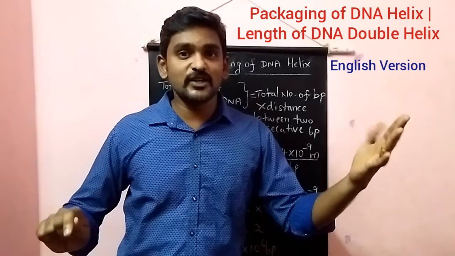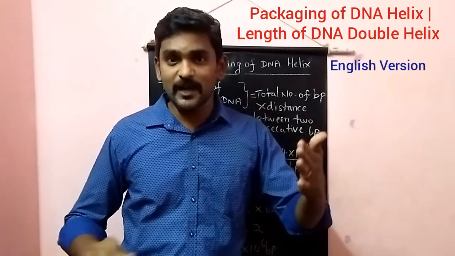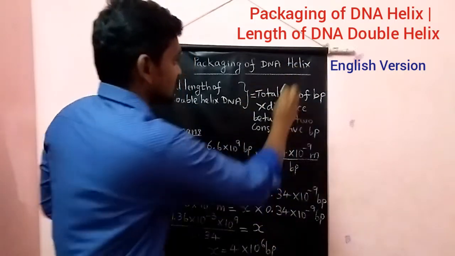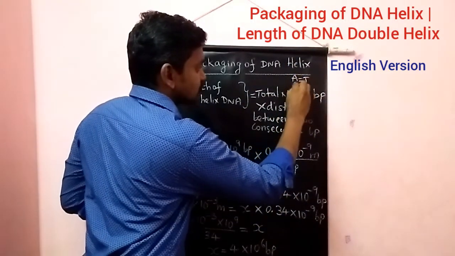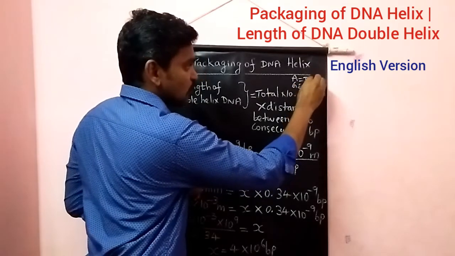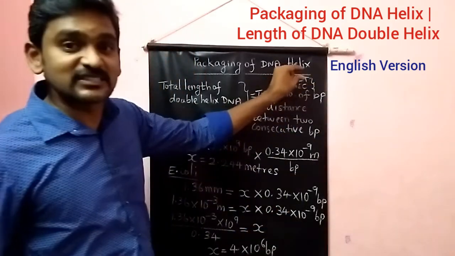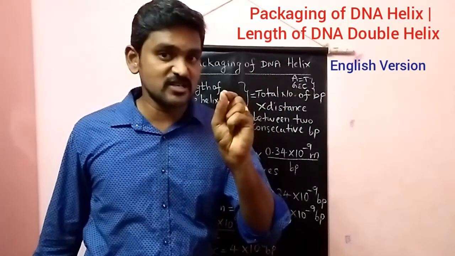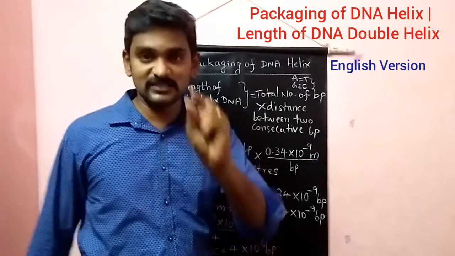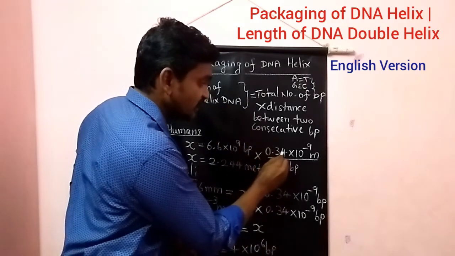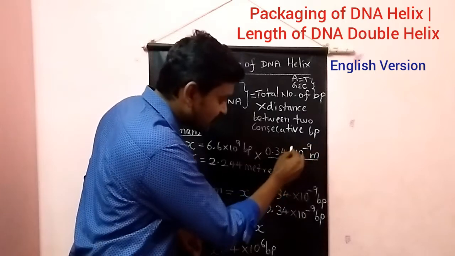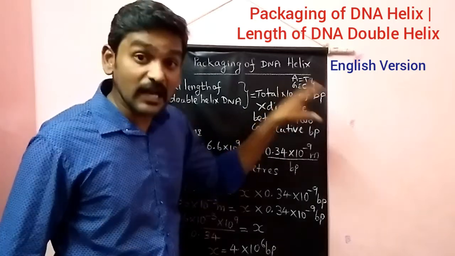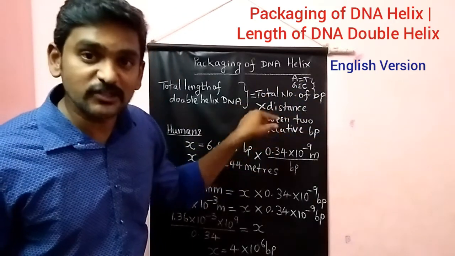In the last session, during the study of the structure of DNA, I said that between the first base pair and the next base pair, those are consecutive base pairs. Suppose A and T is one, GC is the next. Between these two, what is the distance I told in the last session? It is 0.34 nanometer. What do we mean by nano? 10 to the power of minus 9. So we can write it as 0.34 nanometer, or instead of nanometer, you can write 10 to the power of minus 9 meter.